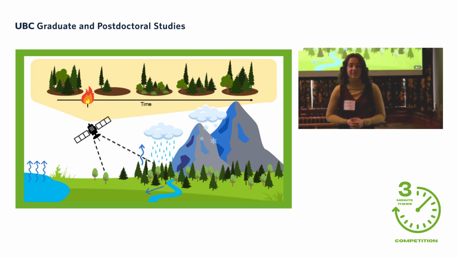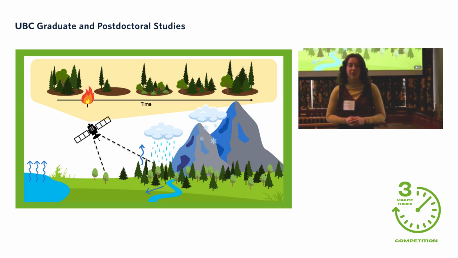I harness these data sets together to get a better understanding of how vegetation is regrowing, and then I use this to parameterize a hydrological model. I can then model different disturbance scenarios to understand how specific changes in vegetation alter specific hydrological processes.